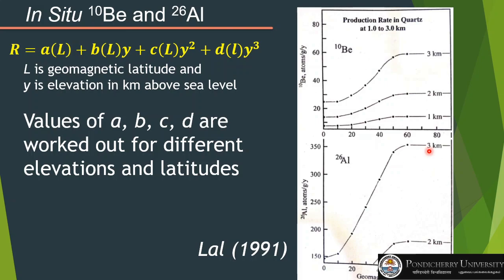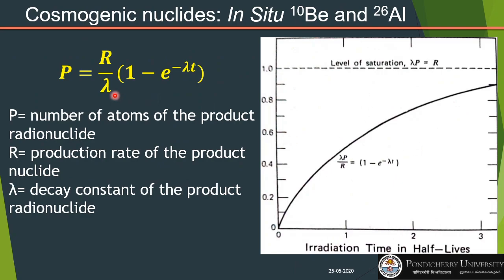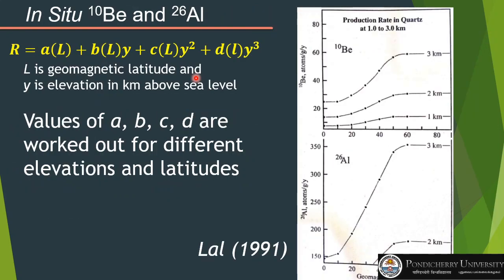These kinds of estimates are very useful to determine R, and once you determine R, the rate of production, then you can use this equation by putting in the measured amount, or atoms, of the product nuclide, that is 10 beryllium and 26 aluminum, to estimate the time. That time can be interpreted according to the sample you have taken. If you have taken a sample from glacial terrain, then you can say this is the time when the glacier retreated. Or if you have taken the sample from some landslide area, then you can say this is probably the time when the last landslide occurred.